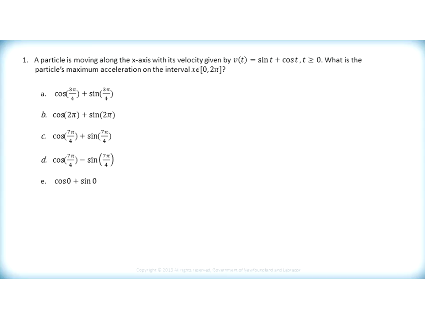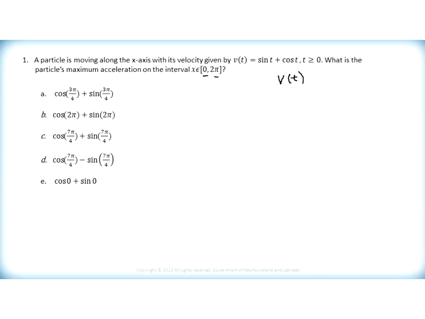A particle is moving along the x-axis, so its velocity is given by sine t plus cosine t. Okay, so sum of two functions. What is the particle's maximum acceleration? Ooh, tricky. On the interval x goes from 0 to 2 pi. So let's think about this. We've got a closed interval, so we'll have to check endpoints. But they tell us the velocity function is given.